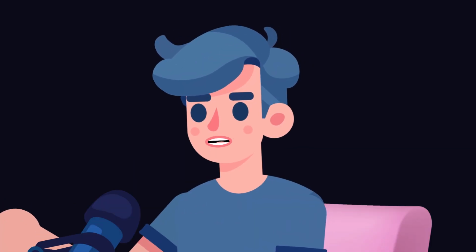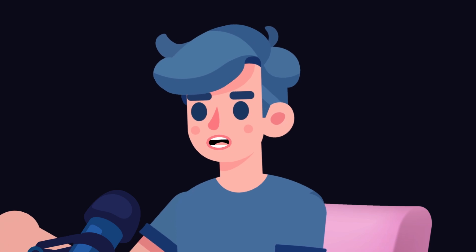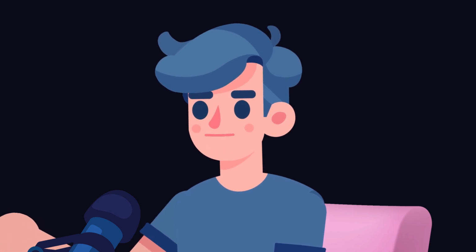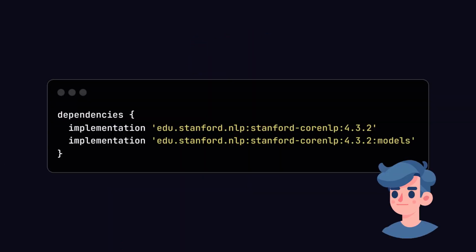Sentiment analysis involves using algorithms to determine the emotional tone behind a body of text. This can be useful for understanding customer opinions, monitoring social media, and even analyzing product reviews. We will use the Stanford NLP library, a powerful tool for natural language processing tasks. To get started, we need to add the Stanford NLP library to our Java project. You can find it on the Stanford NLP website or through Maven.